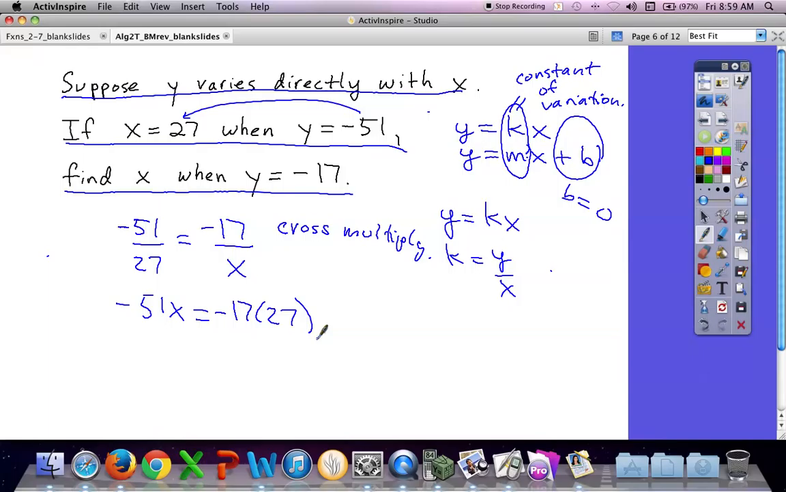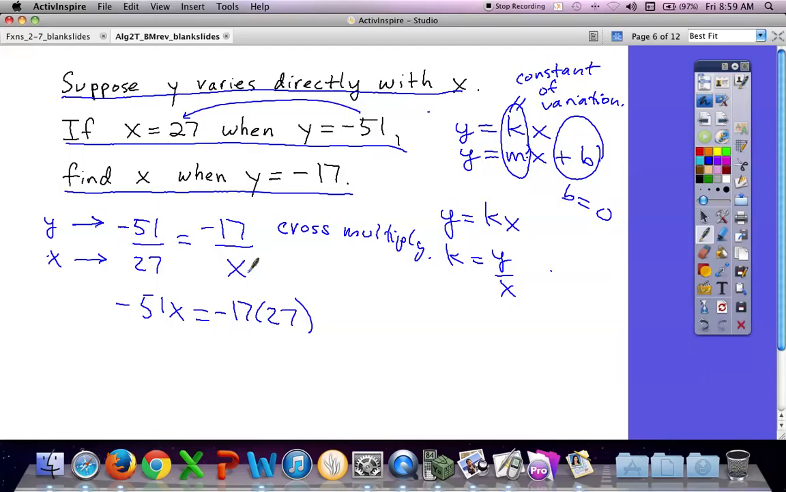So notice that I have to be careful. Definitely k equals y over x. So on this level here, in both fractions in the numerator, there's a y. In both fractions in the denominator, there's an x. You have to be consistent, right? Y, y, x, x.